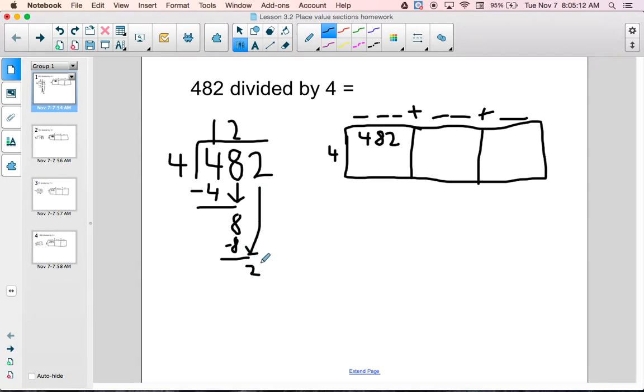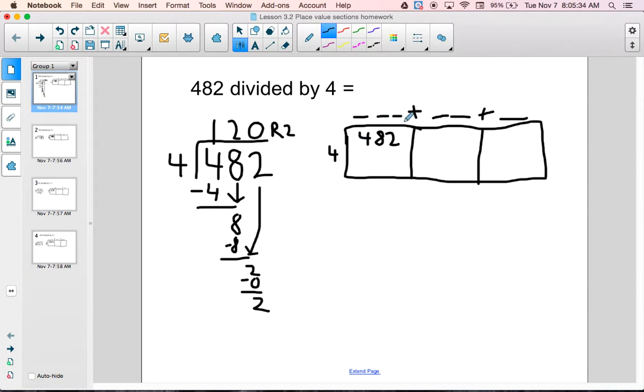All right? 4 will not go into 2. So you have to put a 0 up here. Have to continue to do all the steps. 0 times 4 is 0. Subtract. You get a 2. 2 is less than 4. There's no more digits to bring down, so we have a remainder of 2.